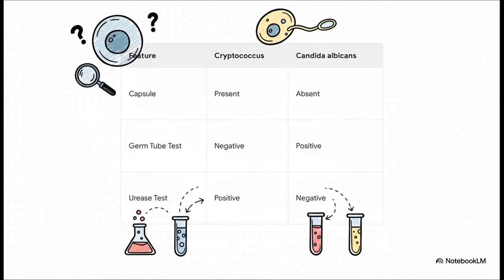In any good investigation, you have to rule out other suspects. A common yeast that could be confused with our culprit is Candida albicans. This suspect lineup here shows us exactly how we tell them apart. Does it have a capsule? Nope, only Cryptococcus. Does it pass the germ tube test? That's going to be Candida. A positive urease test? That's Cryptococcus. A few simple tests, and bam, we've got our guy.